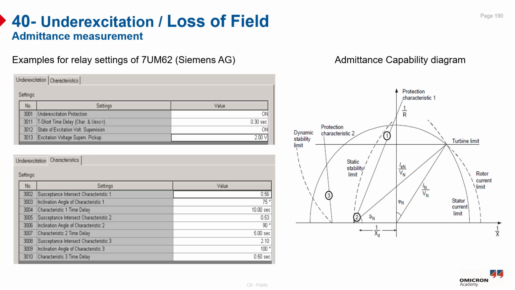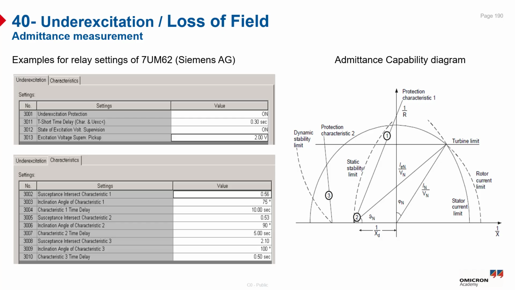Additionally, the trip time of the static stability limit stage can be reduced when excitation voltage supervision confirms a true loss of field condition. So typically, this supervision is set to 0.7 times the no-load excitation voltage, divided by the voltage divider ratio.